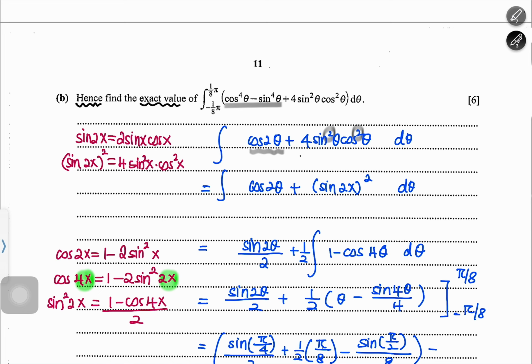In that case, go to MF19 and you get this particular trig formula. Then what are you going to do? In your question, the variable is theta. But in your formula sheet, the variable is x. So you have to change it later on. You can see here I'm also making a mistake. Let me change it. It is supposed to be a theta.